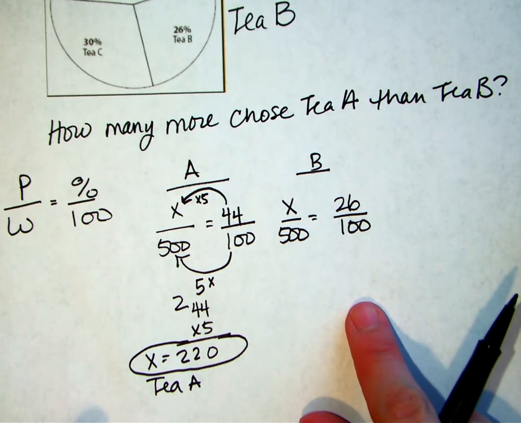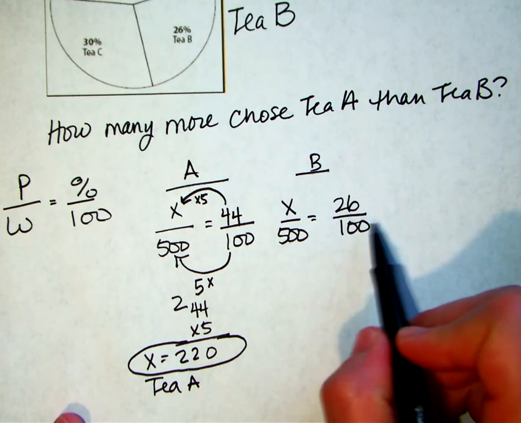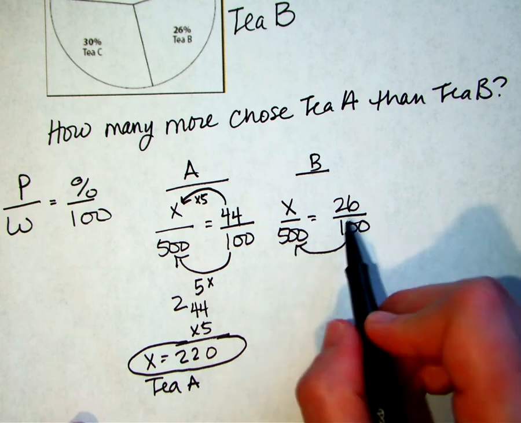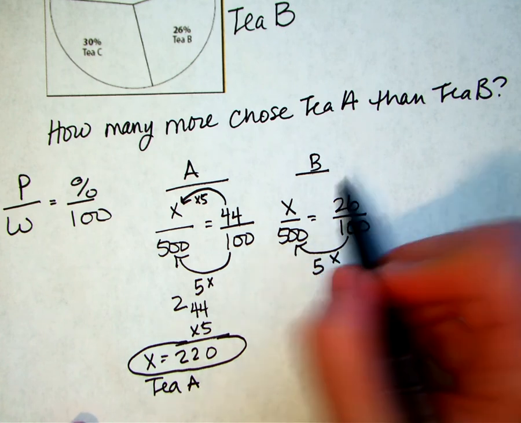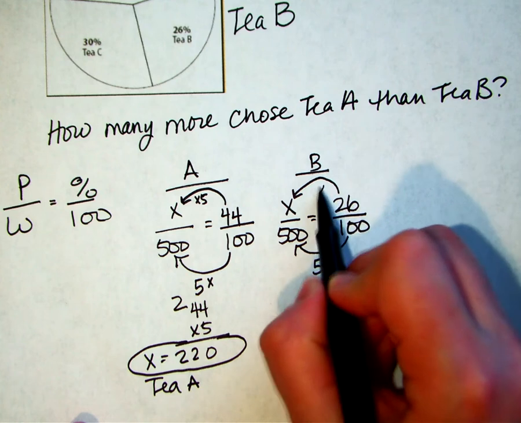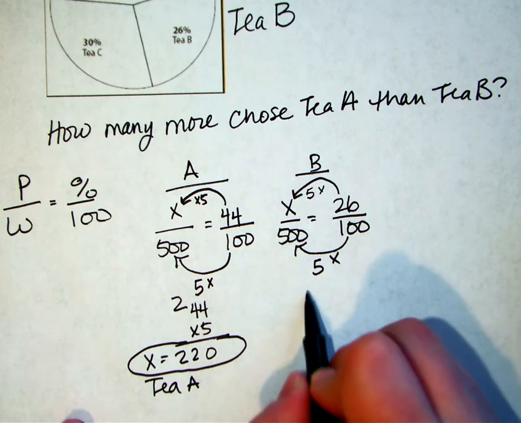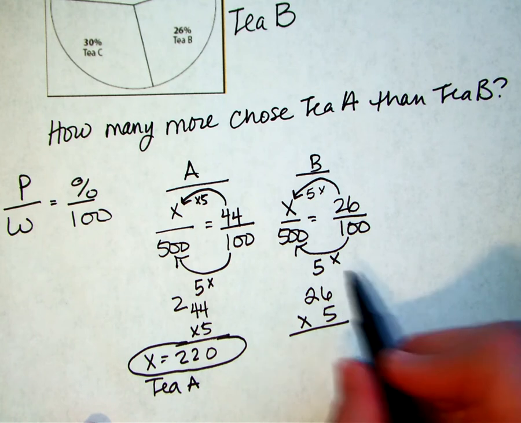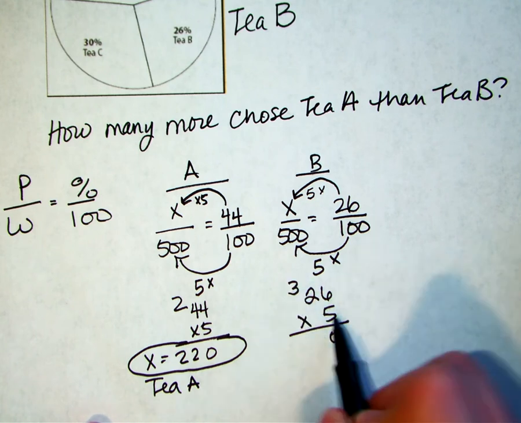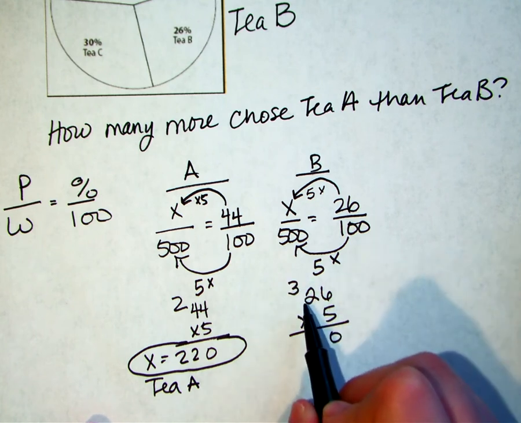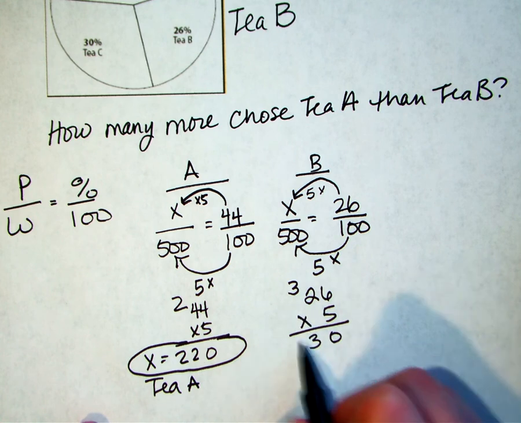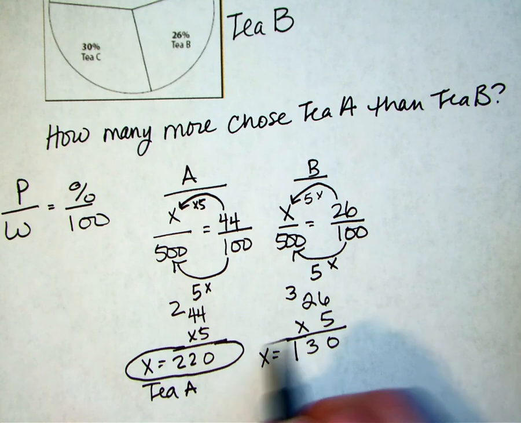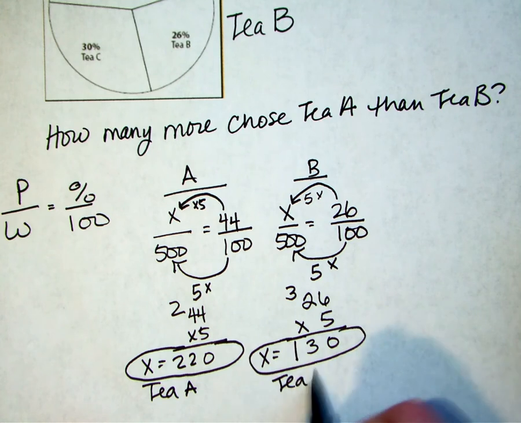Okay, so for TB, same thing. You can find a relationship this way, but there's a nice one going this way again. 100 times 5 is 500. So you do 26 times 5. I'm going to do my work right underneath. So 6 times 5 is 30. 5 times 2 is 10, plus 3 is 130. So X is equal to 130, and this is TB.